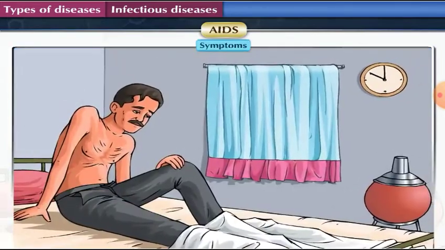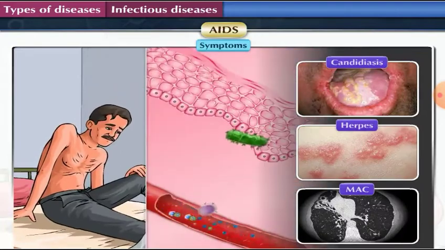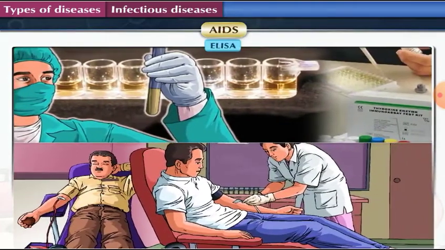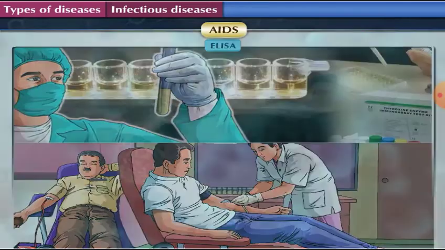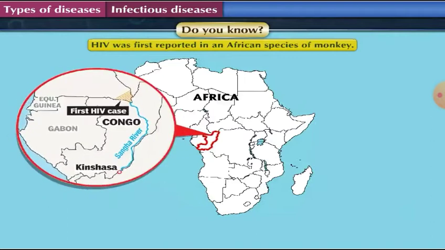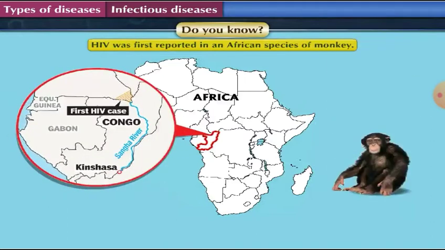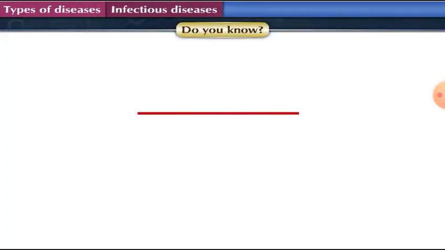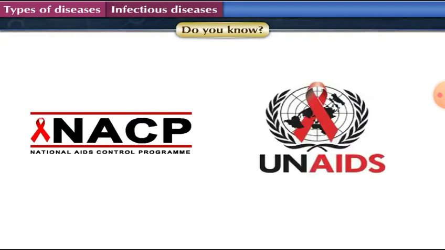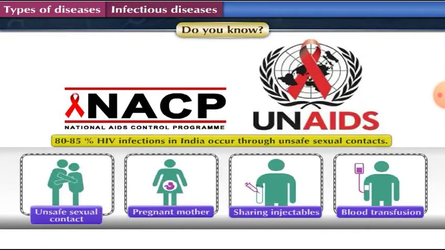Person having AIDS suffer from various diseases due to progressive weakening of natural immunity. ELISA test is used for the proper diagnosis of AIDS. Do you know? HIV was first reported in an African species of monkey. According to National AIDS Control Program and UNAIDS, 80 to 85% HIV infections in India occur through unsafe sexual contacts.